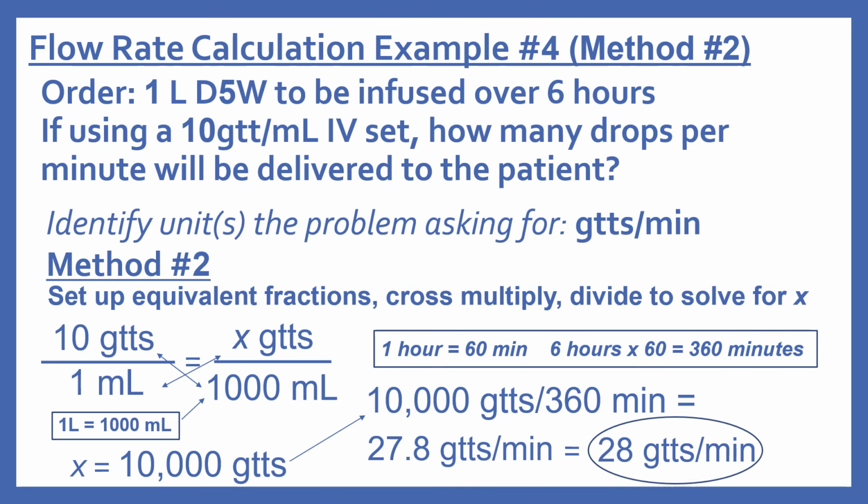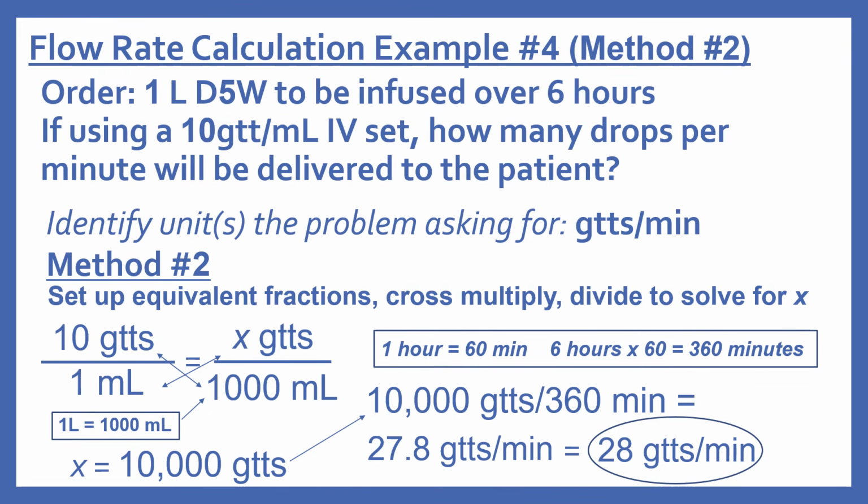So if we cross multiply and divide, we have 10 times 1,000 equals 10,000 divided by 1. That gives us 10,000 drops. So that's the top part of our unit. Now we have to find the other part, the minutes.